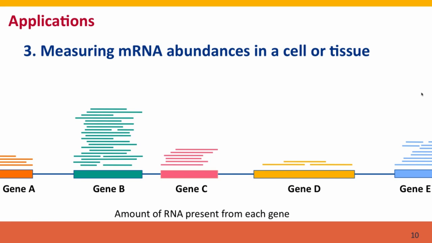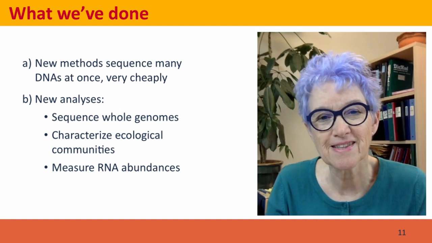We can then basically count the amount of RNA sequence that we get for each gene in the genome, and that tells us how much RNA is present in that cell or tissue from each gene. So this is a gene that's expressed at a very high level. This is a gene that's hardly expressed at all.